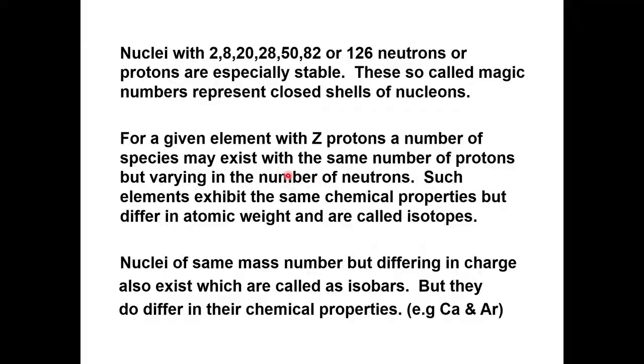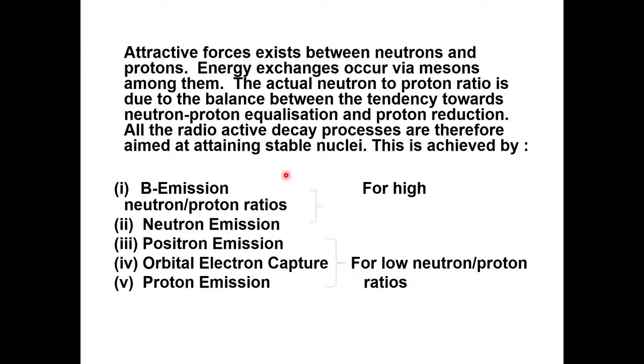It may also happen that nuclei have the same mass number but differ in charge. That means we are talking about different elements, but the weight is the same. These exhibit different chemical properties because they are different elements, but their weight is the same. Such elements are called isobars, but they do differ in their properties. For example, calcium and argon have different atomic numbers, different numbers of protons, but their total atomic weight is almost the same. Okay. So, how do these neutrons and protons normally exist?